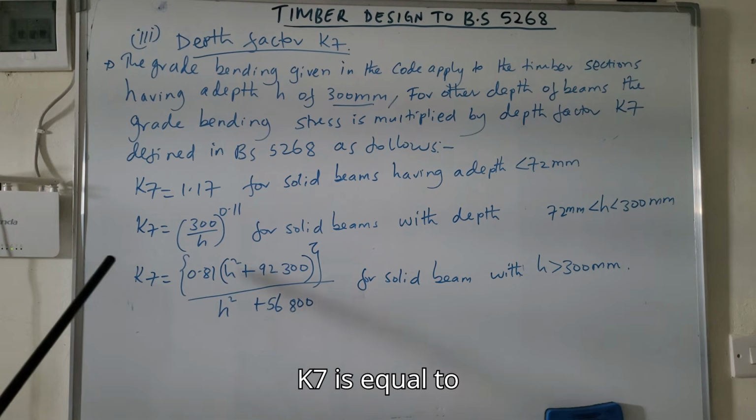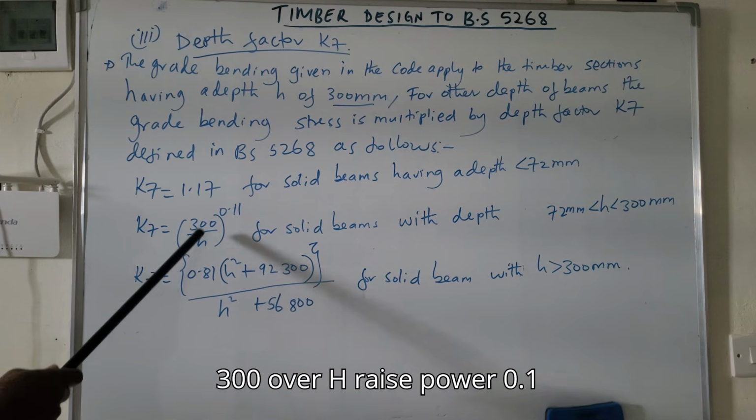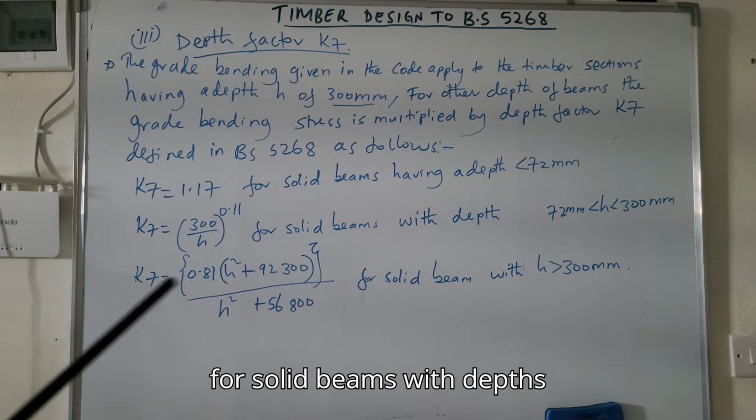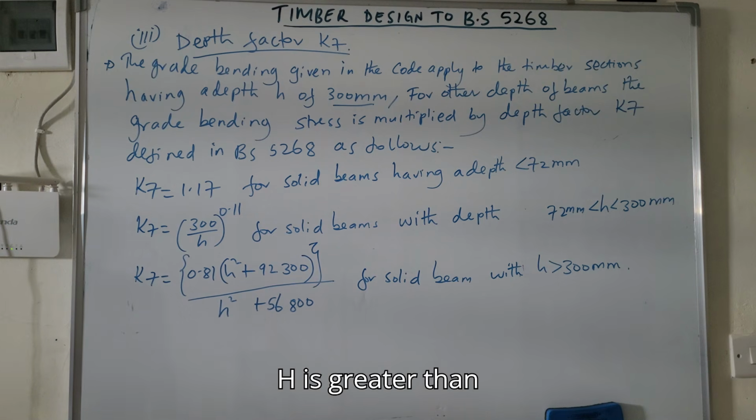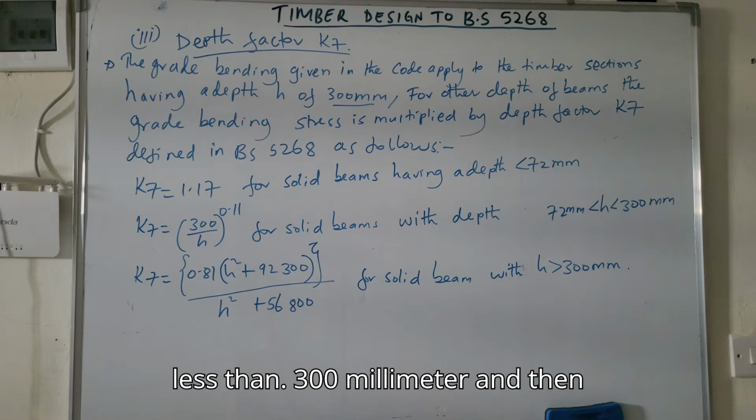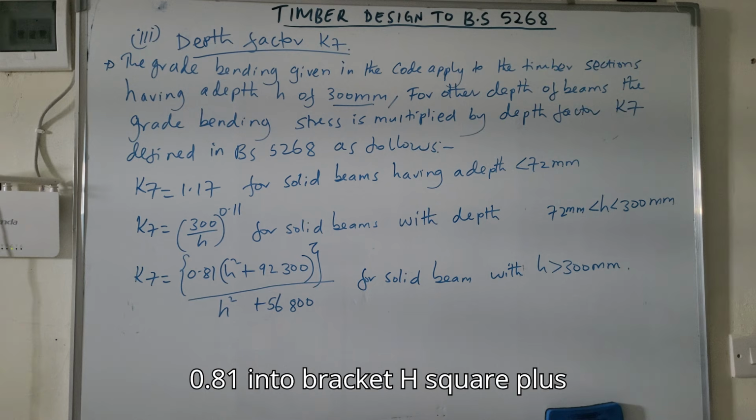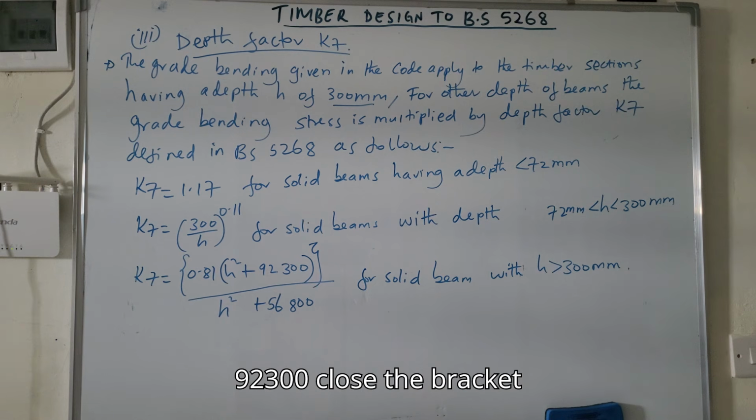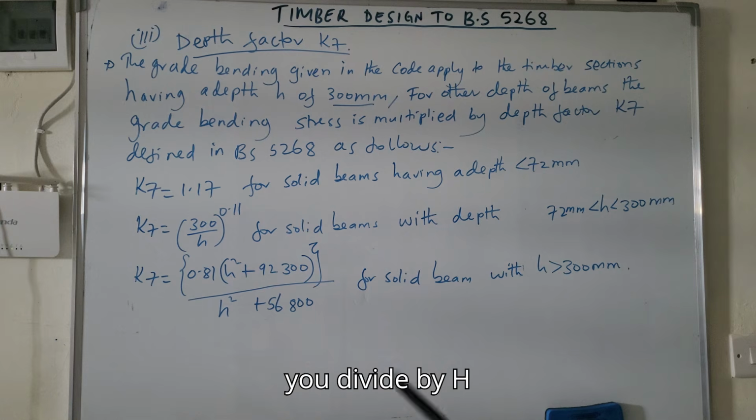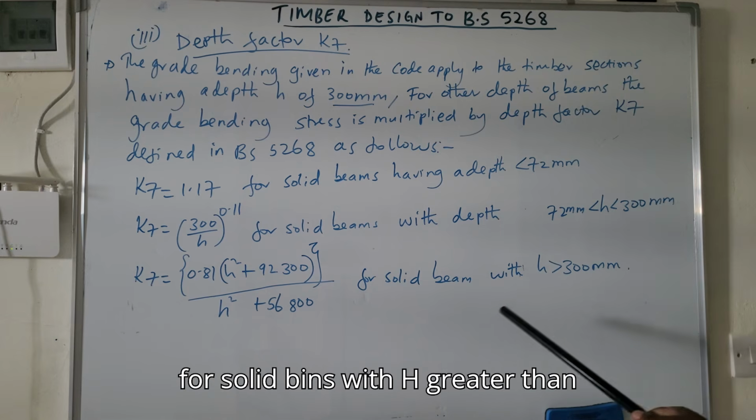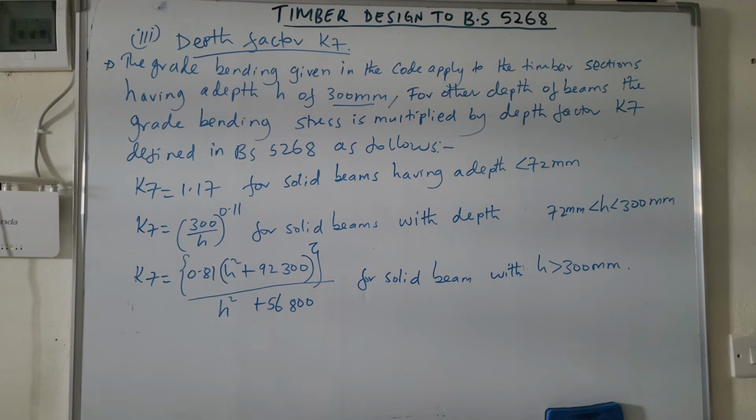And then K7 is equal to 300 over h raised to power 0.1 for solid beams with depth h greater than 72 millimeter but less than 300 millimeter. And then K7 is equal to 0.81 into bracket h squared plus 92 300, close the bracket, divided by h squared plus 56 800, for solid beams with h greater than 300 millimeters.